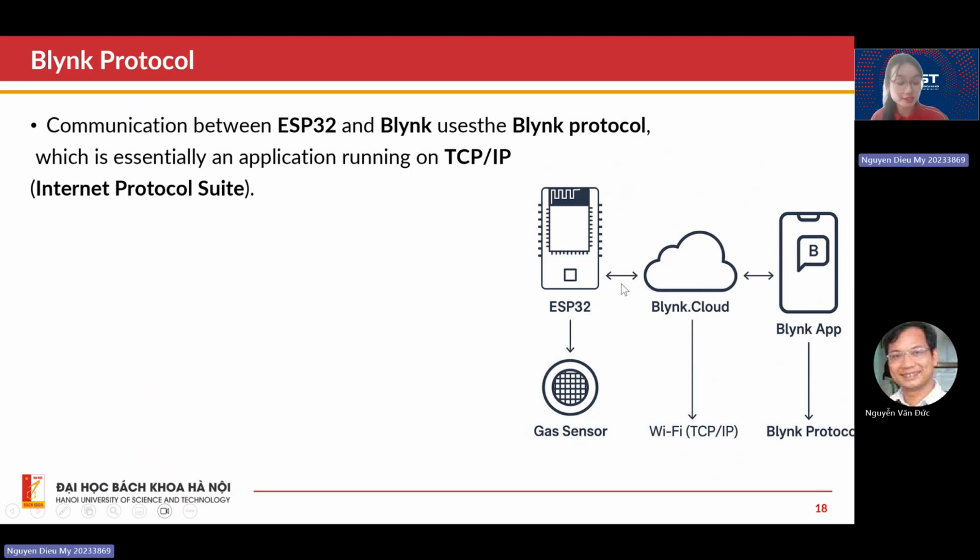When the gas level changes, the ESP32 sends the data in JSON or Blink binary from us to the server through a TCP packet, and the Blink servers respond, and the data updates the Blink apps in real time.